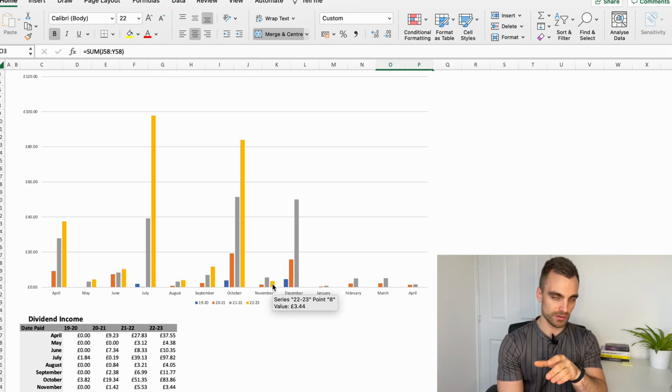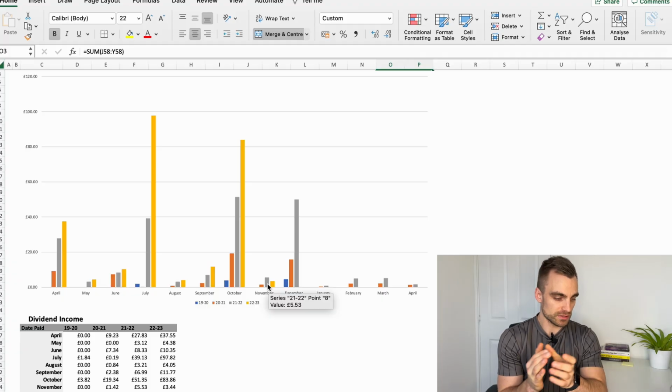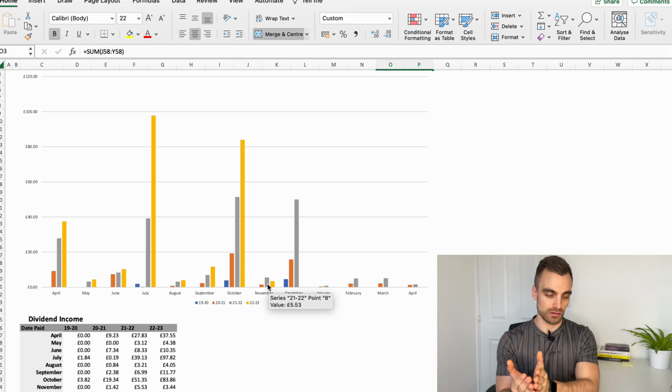At the moment, we're still lagging behind a little bit last year, and I'm expecting that to happen just because AT&T's dividend has fallen a little bit. But you can see over time, dividends are increasing.